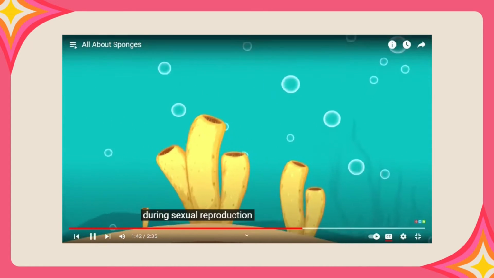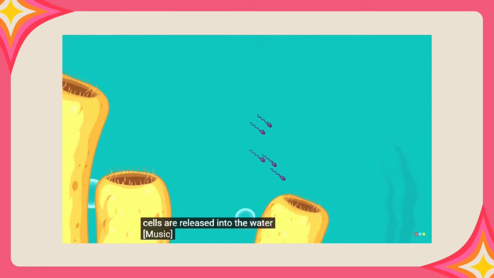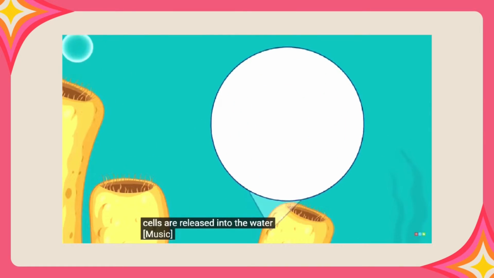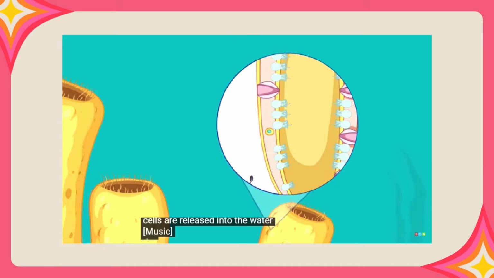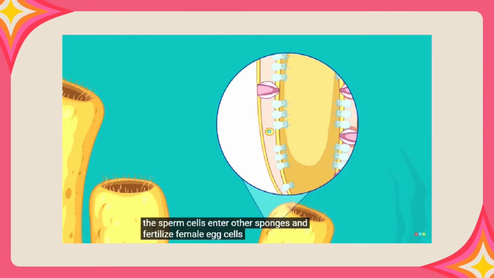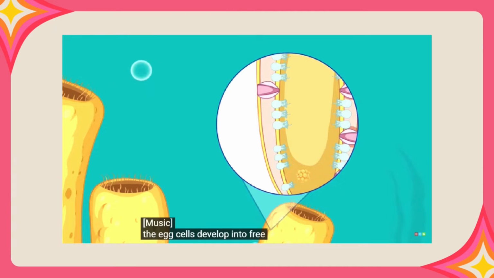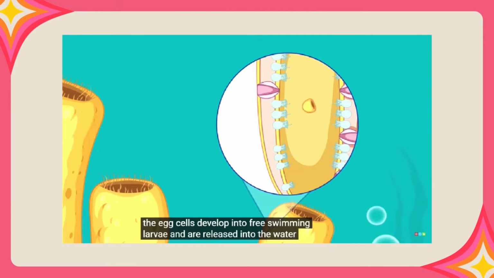Alright, so this is the very last part of my presentation, where we will look at the types of reproduction, which are asexual and sexual. During sexual reproduction, male sperm cells are released into the water. The sperm cells enter other sponges and fertilize female egg cells. The egg cells develop into free-swimming larvae and are released into the water.